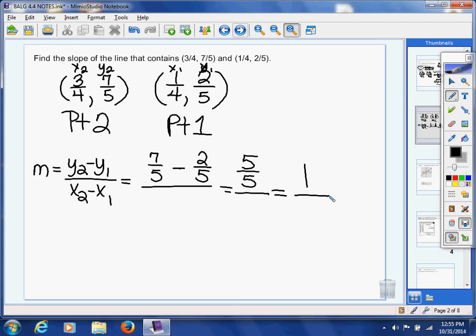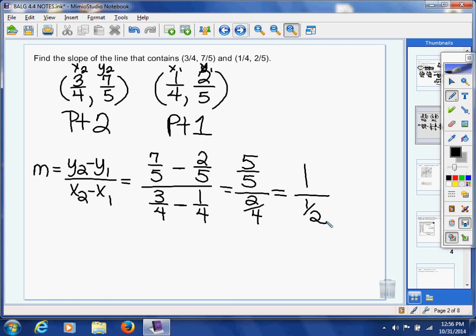All right, x sub 2. Let's find x sub 2. That's 3/4 minus x sub 1, which is 1/4. 3/4 minus 1/4 is 2/4, which I can reduce to 1/2. Now, you're not going to be able to leave that fraction within a fraction. Okay, we want whole numbers in the numerator and we want whole numbers in the denominator. Okay, this is something that you can do.